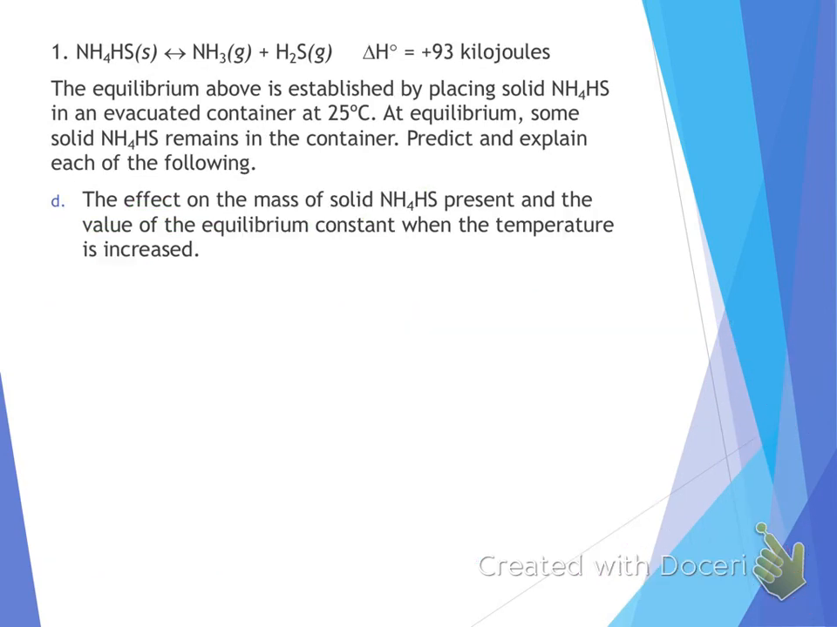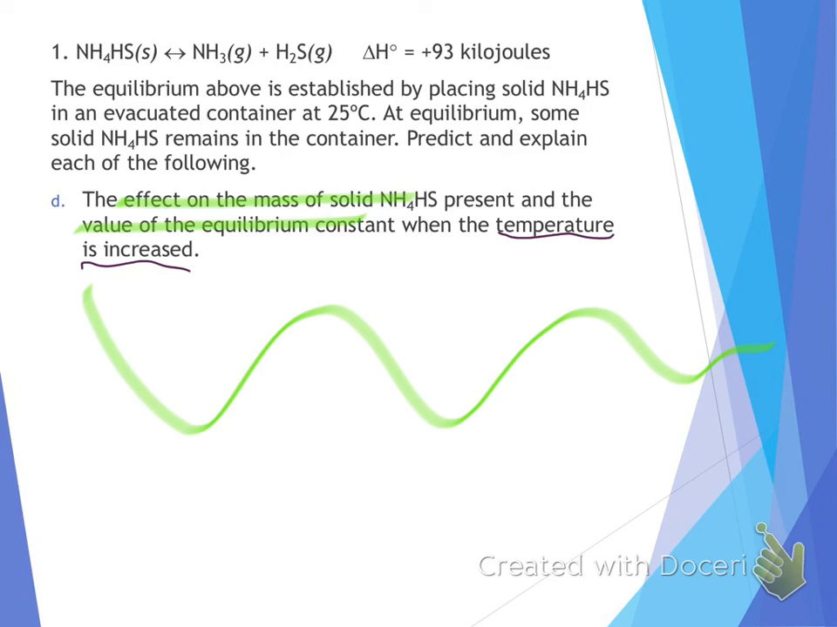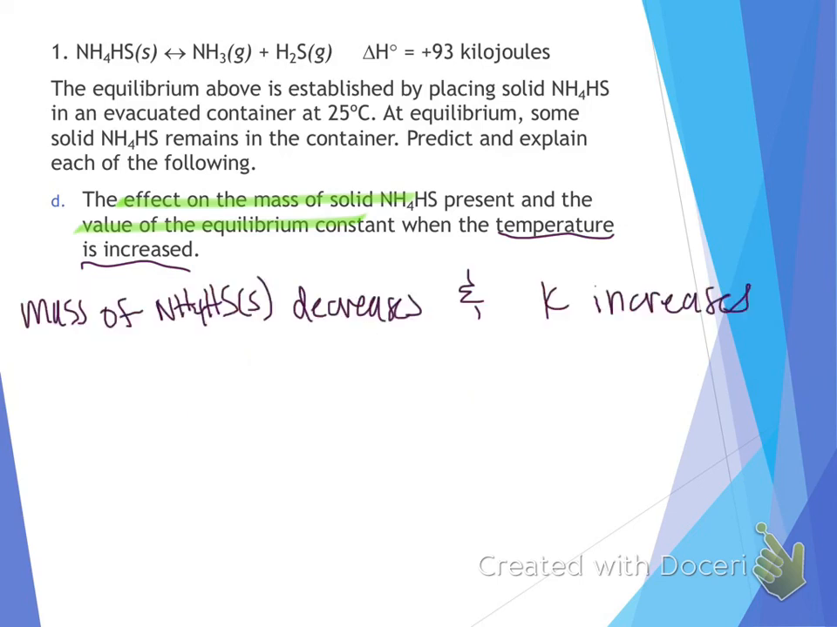All right, we got one last part here to try out. We want to know the effect on the mass of that solid and the equilibrium constant again, but now we are increasing the temperature. So try this out, resume to check. So you should find that your mass of that solid is going to decrease while K increases. So let's quickly talk about why.